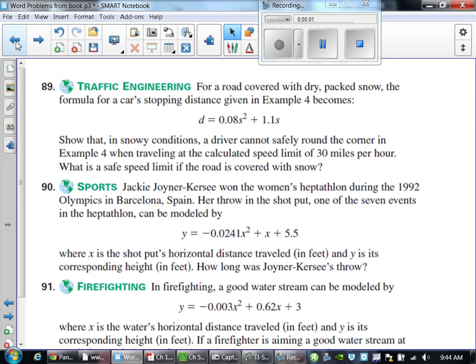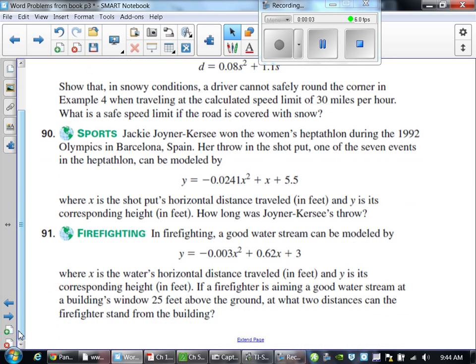The firefighter one, that one shouldn't have been terrible. I think that one gave you the two different distances that would have worked. So basically you just plug them in and find the zeros and the max. Yeah. The firefighter's aiming a good water stream at a building's window 25 feet above the ground, and what two distances can the firefighter stand from the building?